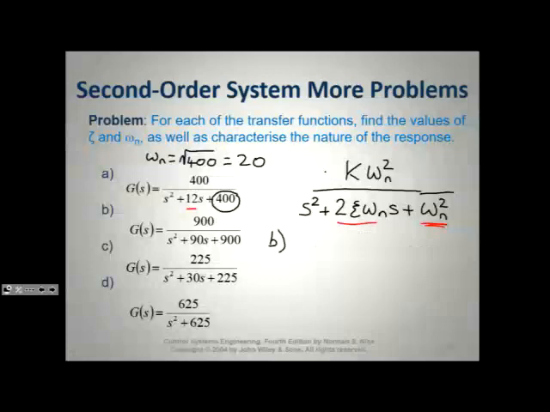So, do you want to tell me what system we're in? The second one? 30, good. K is still 1, and zeta was 1.5, was it? Yeah, good, okay, 1.5. So what kind of system is that? Overdamped, good.